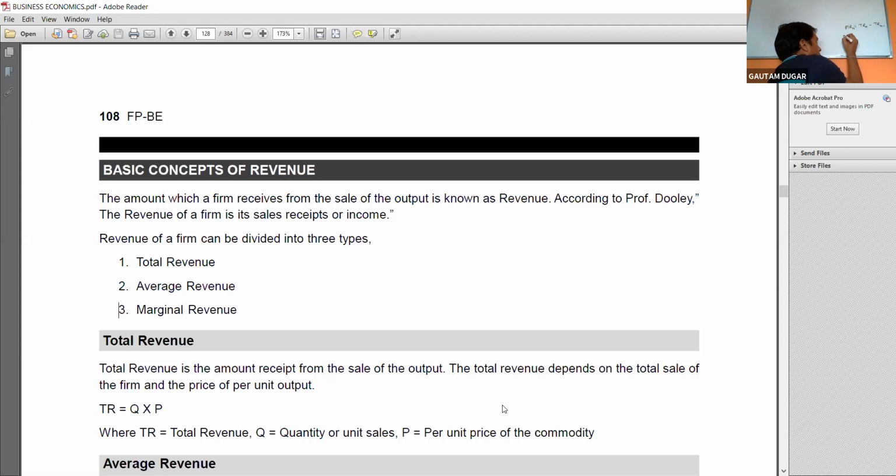Or, when we are calculating the difference of more than 1 unit, then MR is change in TR divided by change in quantity. Change in total revenue, this triangle sign is delta. Delta TR by delta Q. Either of these formulas may be required for solving numerical problems.